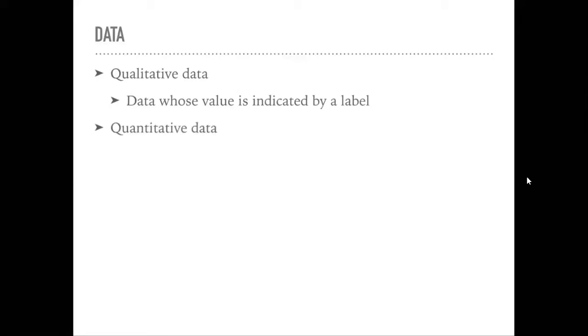All right, let's talk about data just a little bit more. We're going to start with qualitative data. And I believe I've used this word already today, but qualitative data is data whose value is indicated by a label. So we're just describing something, we're using words, there's no numbers involved here. Now, in contrast, oftentimes when you think about statistics and doing studies, you're thinking numbers are involved, but that's just when you're studying quantitative data. So quantitative data is data whose value is indicated by a number.